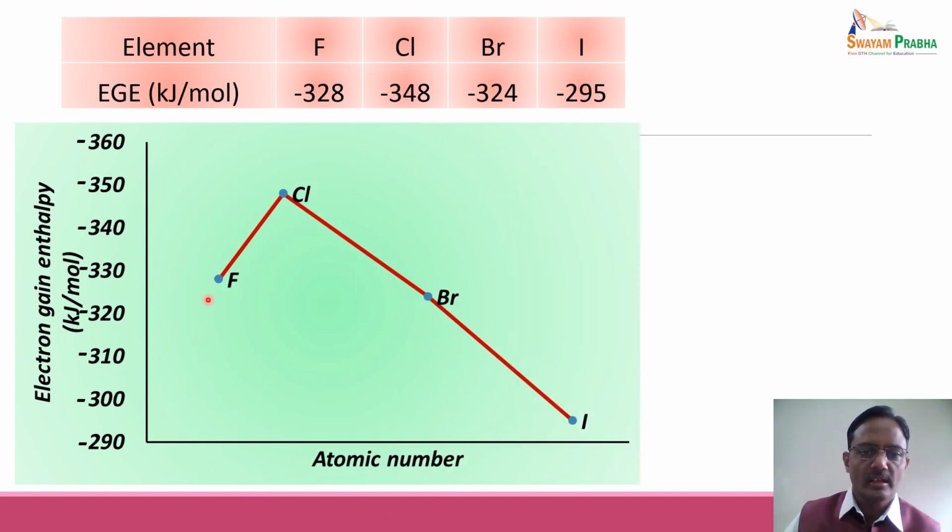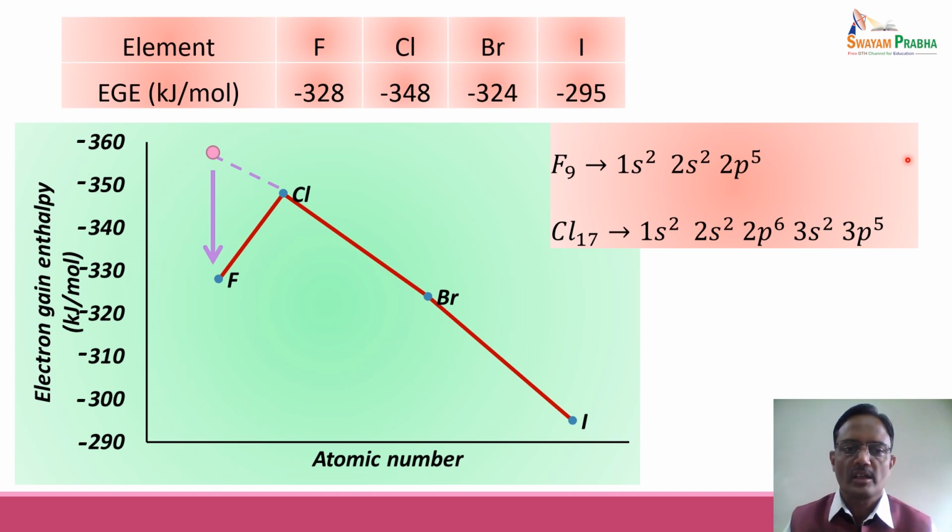Now we can see that from fluorine to chlorine, if we extrapolate the iodine, bromine, chlorine values, it is expected that fluorine should have the electron gain enthalpy higher than chlorine somewhere over here. However, it is observed that there is a decrease in the electron gain enthalpy for fluorine. Now this can be explained on the basis of two factors.